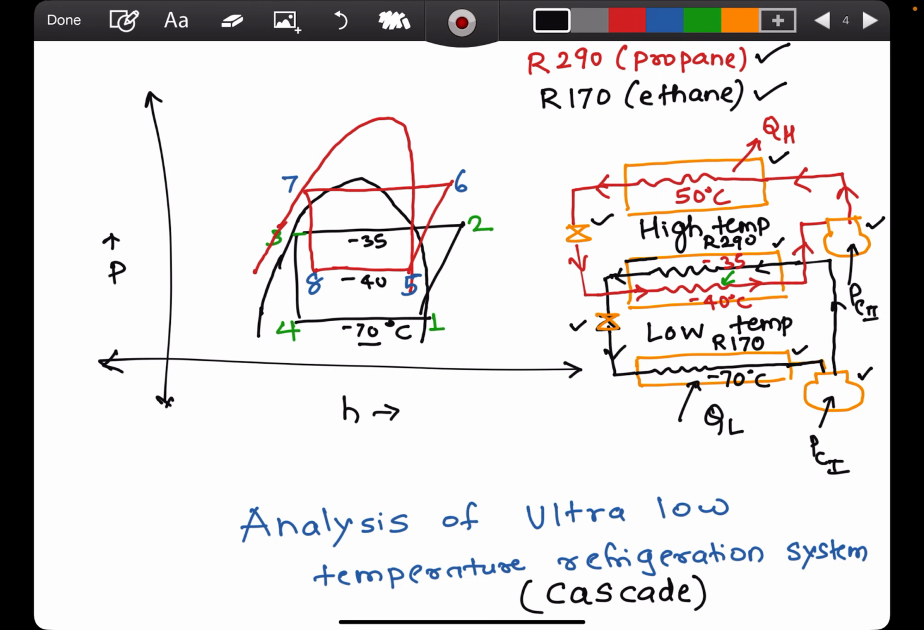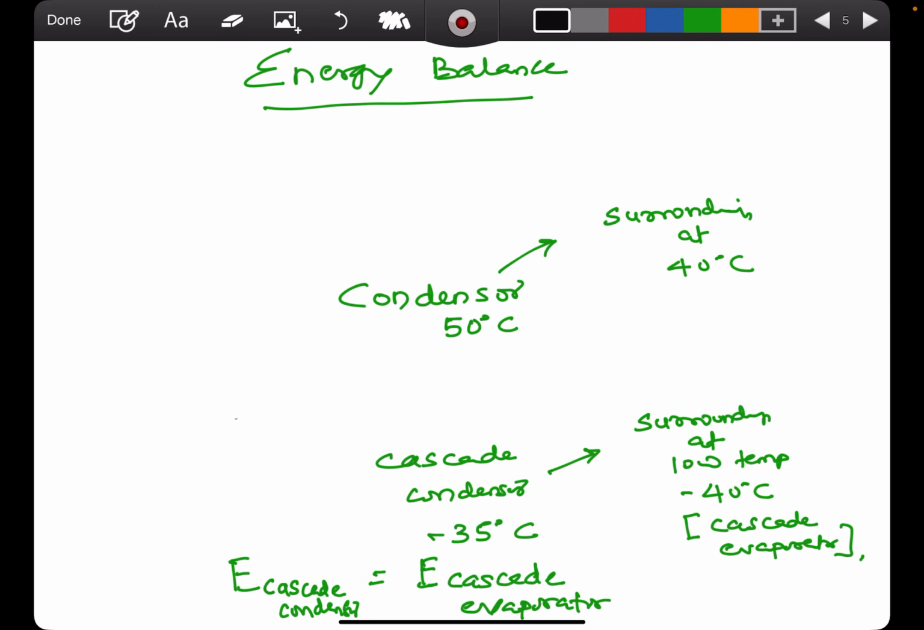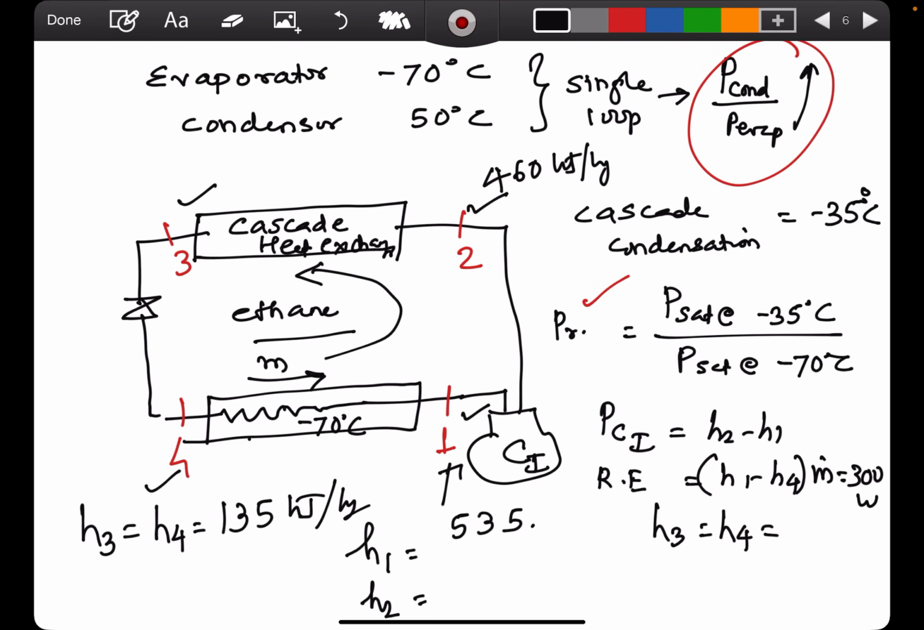So how do you find the mass flow rate? The mass flow rate can be found out from the enthalpy difference. So this is 1, this is 2, this is 3, this is 4. Knowing the capacity QL upon H1 minus H4, in my problem this is 300 watts, and I have the values of H1 and H4 from the pH table, I get the value of m dot. This is how you calculate the mass flow rate of the low temperature cascade.